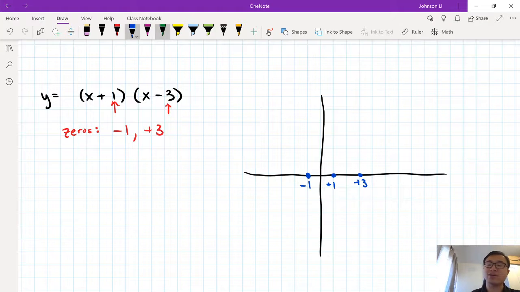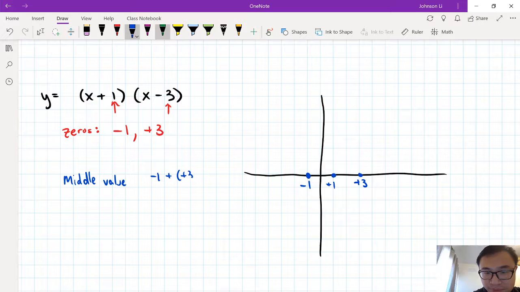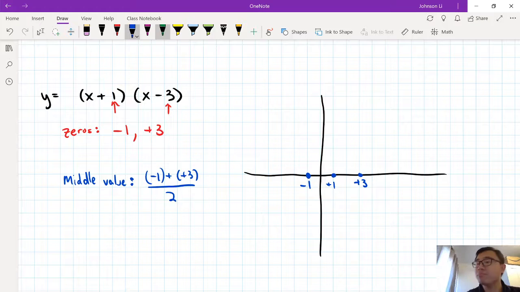Well, we can do something called finding the average, right? If you find the average between two numbers, then that becomes the middle number. So if we want to find the middle value of any two numbers, what we can do is just add the two numbers together. Okay, we have a negative 1 and a positive 3, and divide them by 2. So negative 1 plus positive 3, we get positive 2. Divide that by 2, we get positive 1.